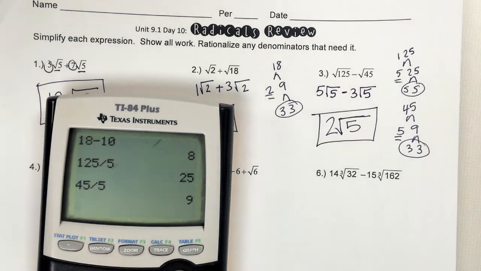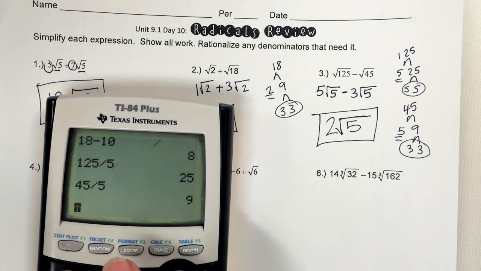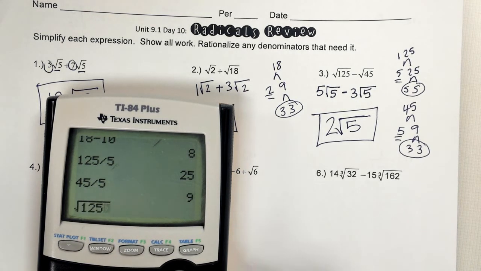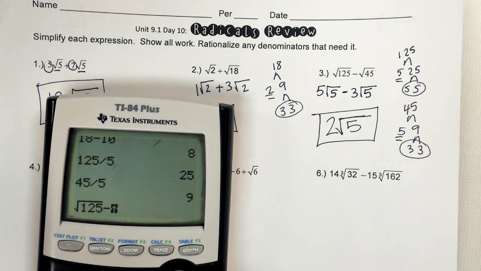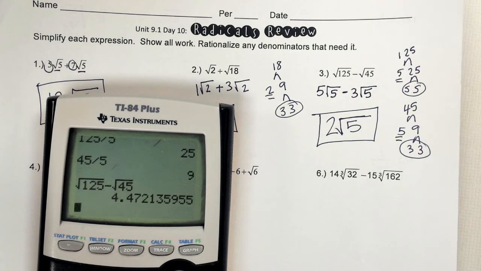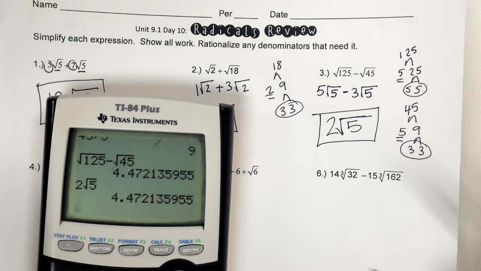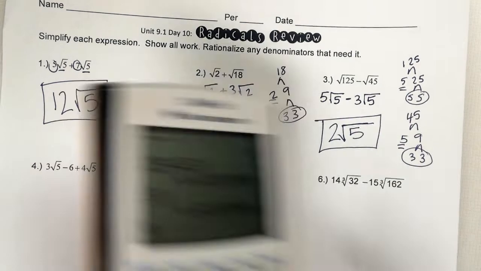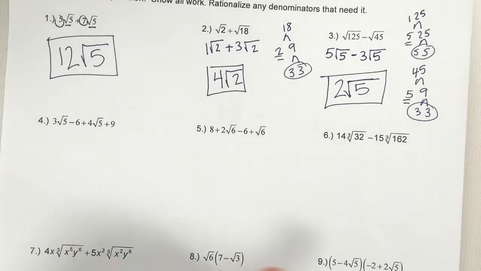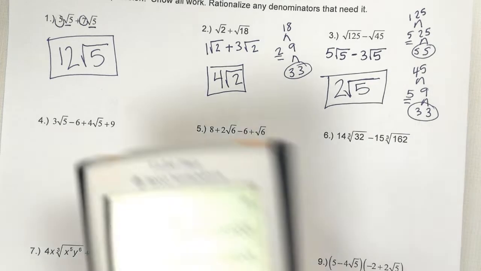And that's my answer. And now I want you to realize you can always check your work. Square root of 125 minus square root of 45 equals this. And I can also do 2 square root of 5. See how they're still equal? That means it's correct. So you could do that on all of these. Now when they start throwing variables in them, like number 7, you cannot do that. But like all of these that have no variables, you can totally check in the calculator like that.